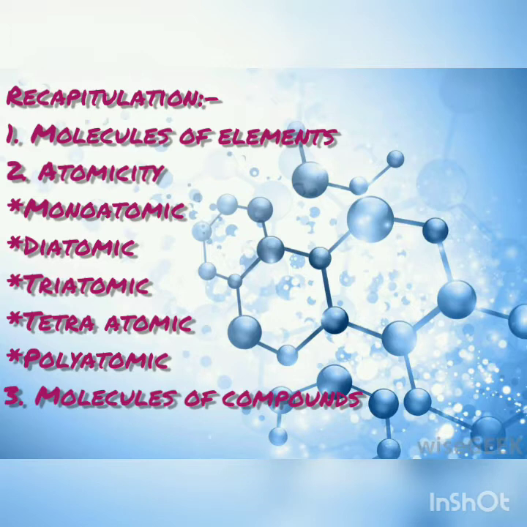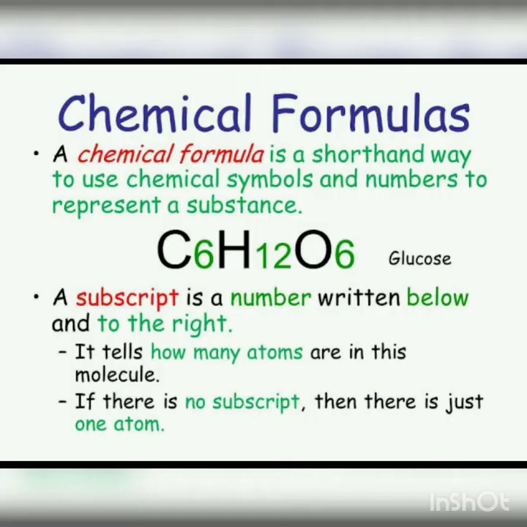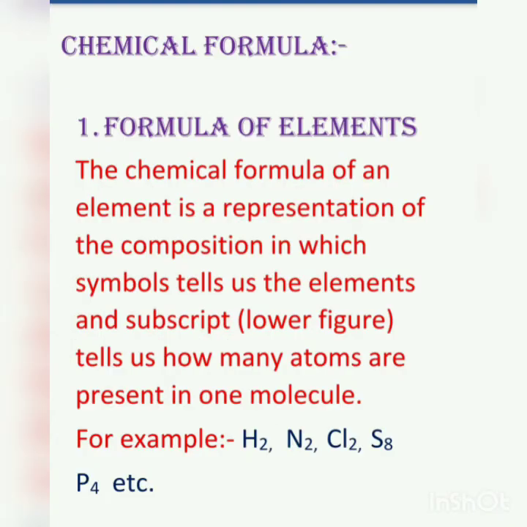Afterwards, we discussed the molecules of compounds, in which the atoms of different elements combine together to form these molecules of a compound. In today's class, we will now discuss the chemical formula. A chemical formula is basically a representation of the composition of a molecule in terms of the symbols present in the molecule. It is also known as the molecular formula. The formula can be of an element or of a compound.